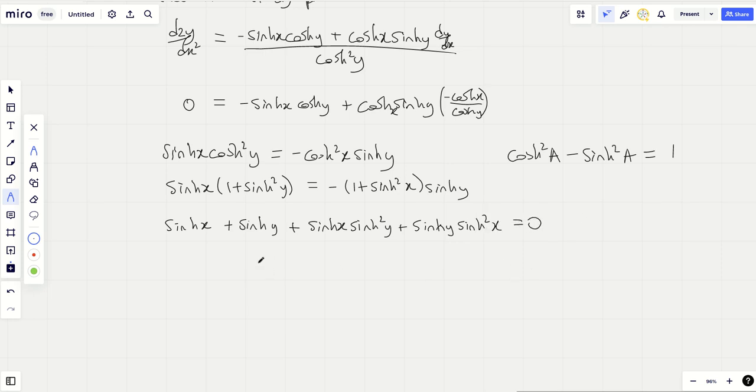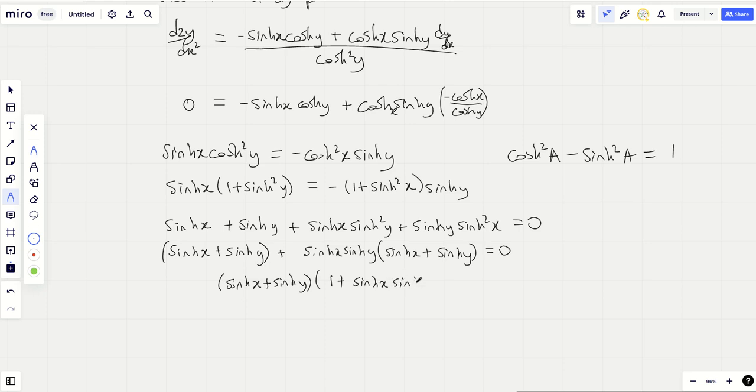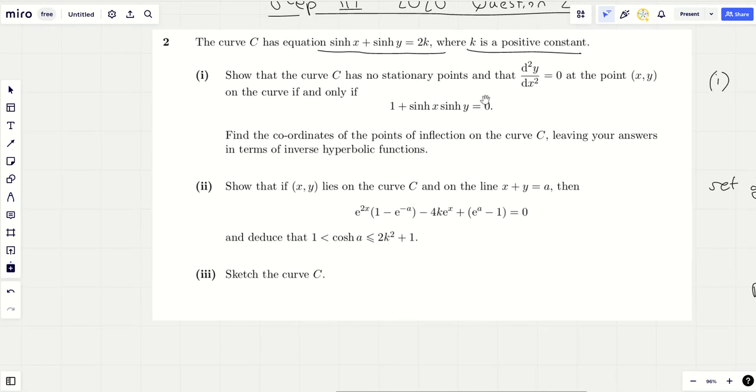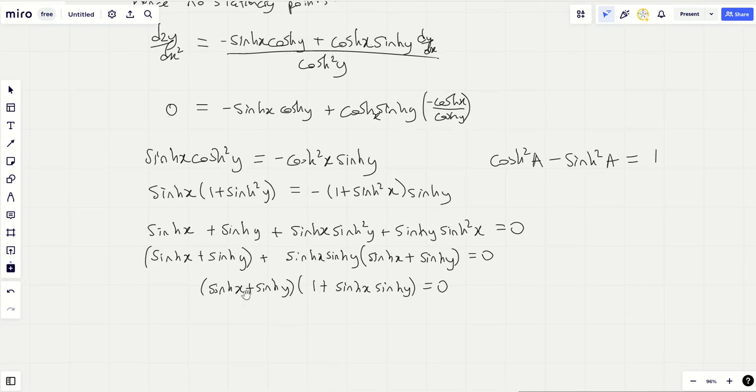And that equals 0. And now if we just do a little bit of factorising, we've got sinh x plus sinh y plus, now look at these, they've both got sinh x and sinh y in them. And then we're going to need to multiply this by sinh x plus sinh y. And we can of course factorise this, look at that, because they've both got a sinh x plus sinh y in them, to give us sinh x plus sinh y multiplied by 1 plus sinh x sinh y equals 0. Now, you might think, oh, well then there's two ways of getting second derivative equal to 0. We could either have sinh x equals minus sinh y, or 1 plus sinh x sinh y equals 0.